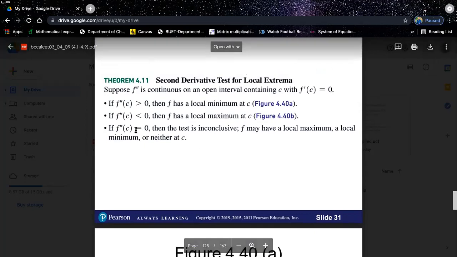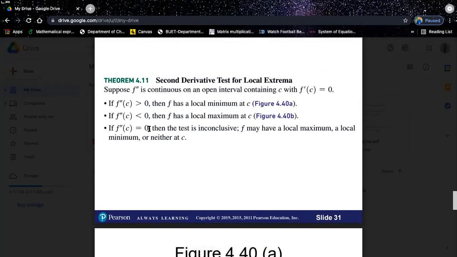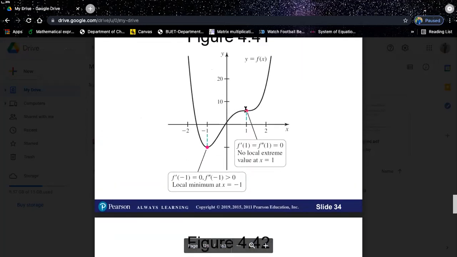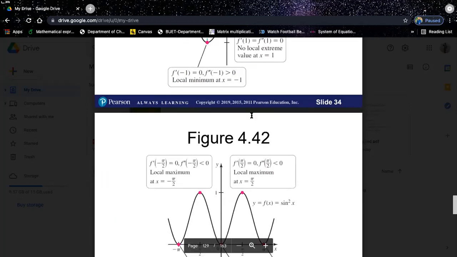If the second derivative is 0, as I said, we need to investigate further, and we can eyeball from the graph that it's neither a maximum nor a minimum here, right? So if the second derivative is 0, we need to see what else we can derive from it. And we can see from the graph that it's neither a maximum nor a minimum here. So that's why we don't have any extreme value here, right?